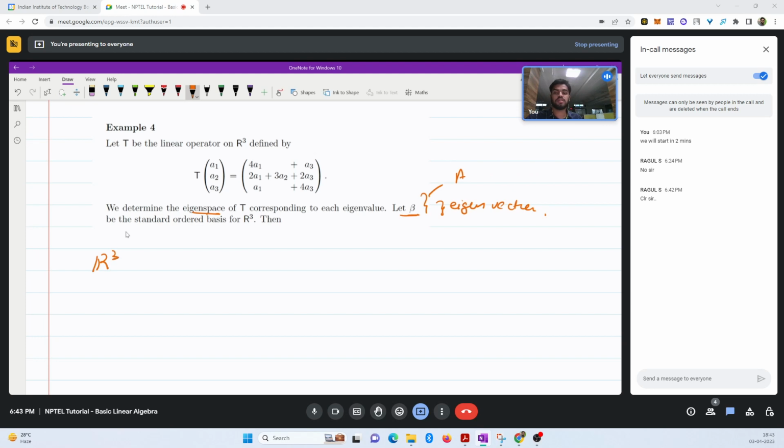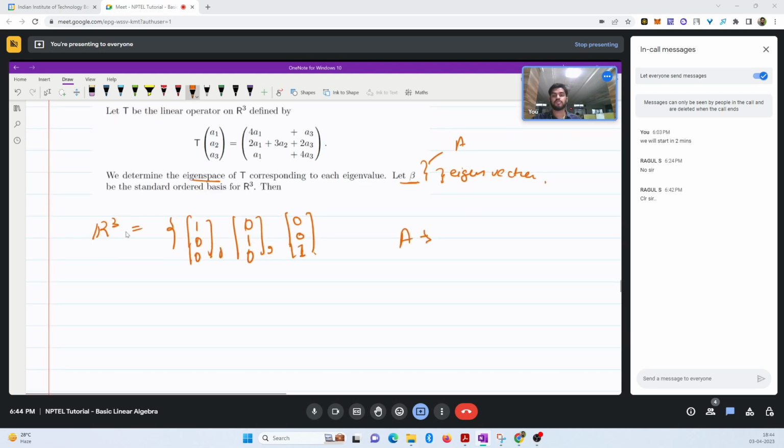So what is the standard basis for R3? This is nothing but 1, 0, 0, 0, 1, 0 and 0, 0, 1. Okay. So this is the standard basis of R3. First thing that we have to do over here is find the matrix A. Then we again have to do all these things to get the eigenvalues as well as the eigenvectors. Okay. So let's start by finding the image of T of 1, 0, 0.